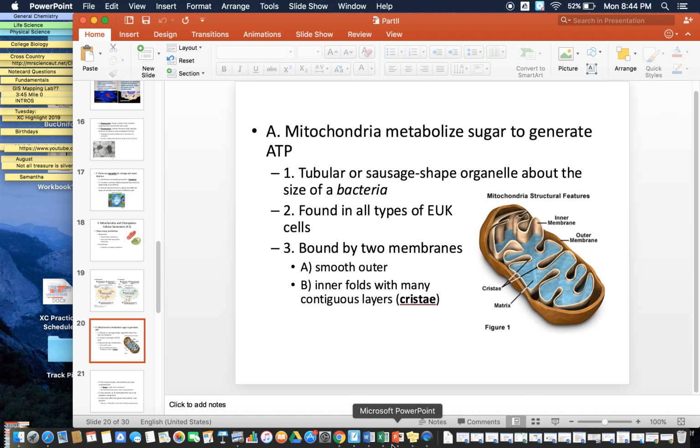So let's focus on the mitochondria here. Mitochondria, what it does is it metabolizes sugar to generate ATP. We usually say it's a kidney bean shape, tubular, or maybe sausage shape, about the size of a bacteria. And I italicized that because that's pretty important later on here. It's found in all types of eukaryotic cells, and it has 2 membranes, a smooth outer layer, denoted by this darker brown color, and then inner folds with many contiguous layers called the cristae. Okay, so there's the cristae, light tan kind of color.